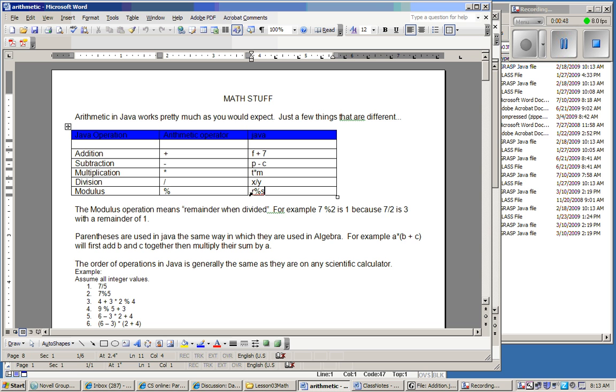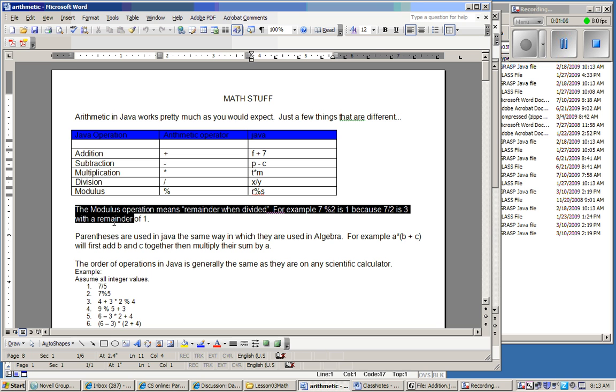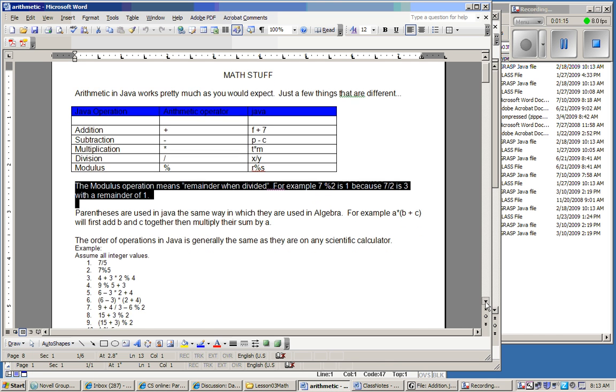So for example, let's just say 5 mod 2. That's the remainder. If I divide 5 by 2, the remainder is 1. And so 5 mod 2 would equal 1. And that's the way my computer would see it. And we'll see some examples about where that's used later on. So that's how mod works.